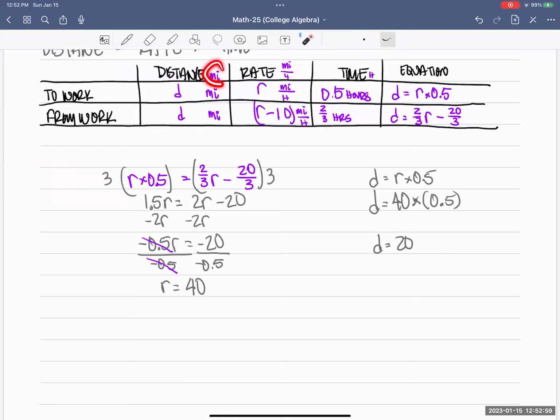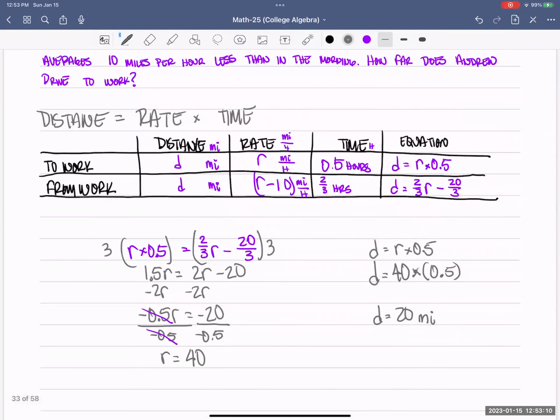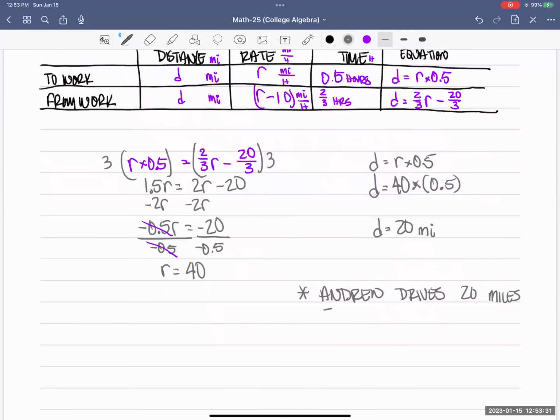And over here, remember we said miles. D is in terms of miles. So our sentence that we want to end with is, Andrew drives 20 miles to work. And that's it.